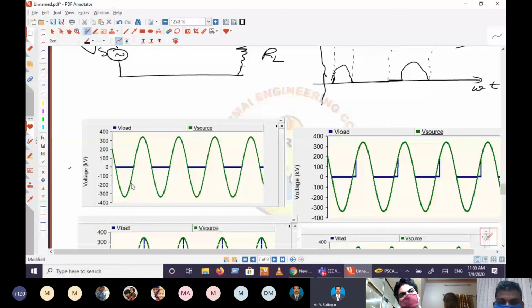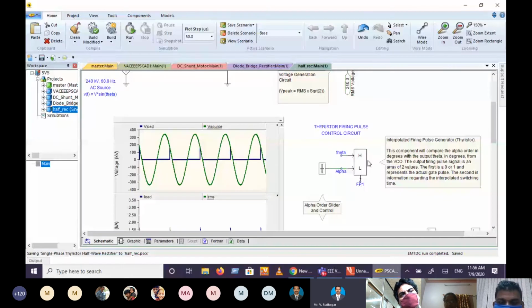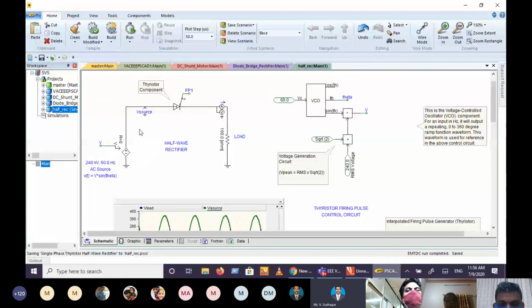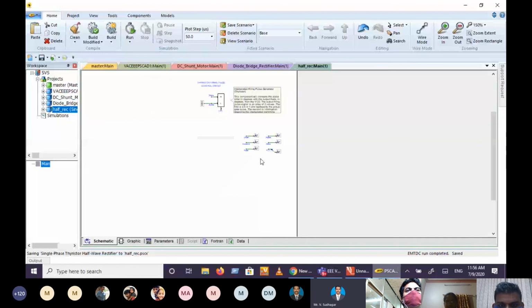Theta is generated. The same theta will be compared in the sample and hold circuit. So the sample and hold circuit is getting two inputs. One is the theta, another one is alpha. Based on this theta and alpha setting, it is generating the firing pulse, right? So the generated firing pulse will be applied to this thyristor, so that it will become forward biased and act as a switch to connect the input source to the output load. This is a very simple thing, easy to understand the concept.